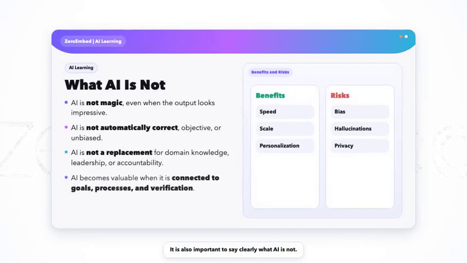It is also important to say clearly what AI is not. AI is not magic. It is not wisdom. It is not perfect reasoning. And it is not a substitute for accountability. A model can generate a fluent answer and still be wrong. A workflow can be automated and still be badly designed. AI becomes valuable only when it is attached to real business goals, real data, and a process that checks whether the output is actually useful. This is why thoughtful teams treat AI as leverage, not as an excuse to stop thinking.